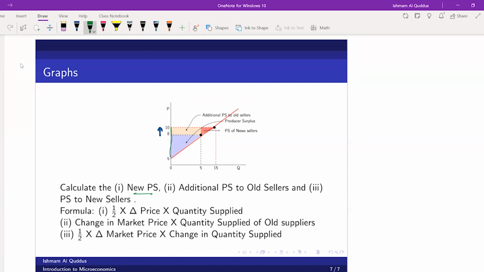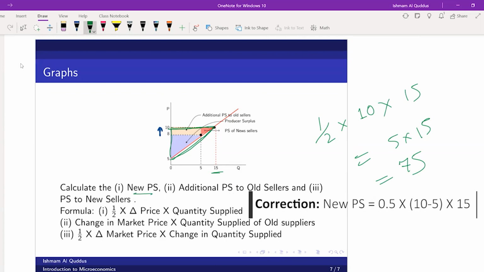It should be this triangle area. So how do you calculate this? Let's say now the price is 10, right? So it should be half multiplied by 10 minus 5, multiplied by the quantity supplied, which is 15 now. So this should be 5 multiplied by 15 over 2, and this should be 75 over 2. So this is the producer surplus when the price is at 10 taka and the quantity supplied is 15.